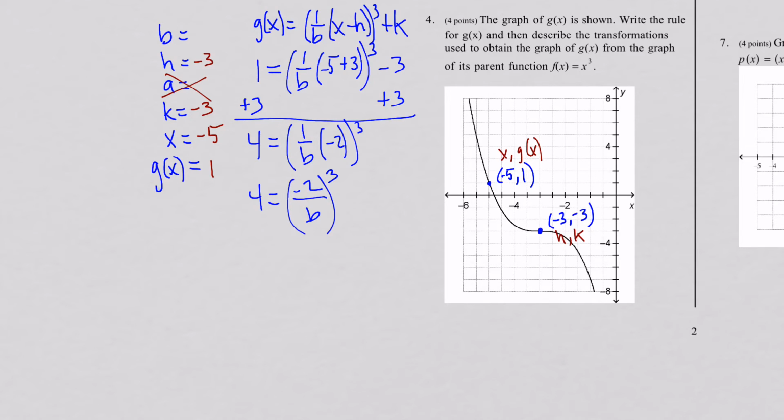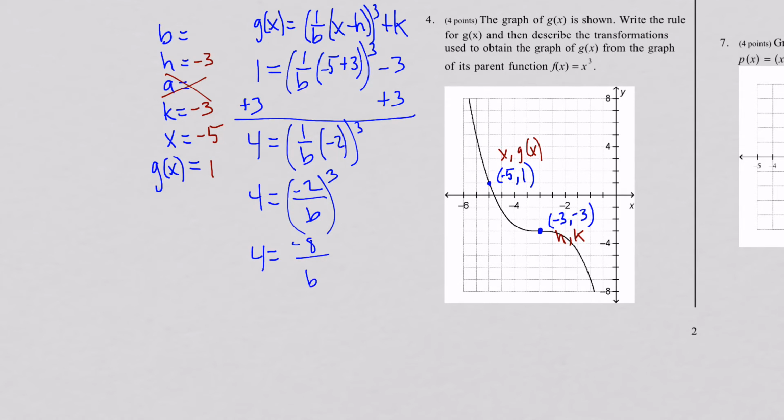Okay? And now it's going to get a little bit messy, and this is the reason why some of you guys prefer to use B instead of A. So what I'm going to do to finish it is I'm going to cube the right side. So 4 equals negative 2 cubed. When I say cube the right side, I'm going to cube this and cube this. Okay? So negative 2 cubed is negative 8.